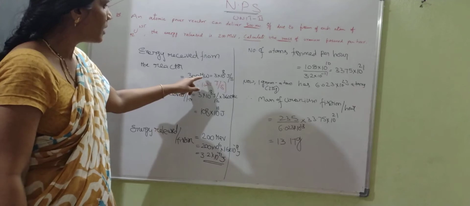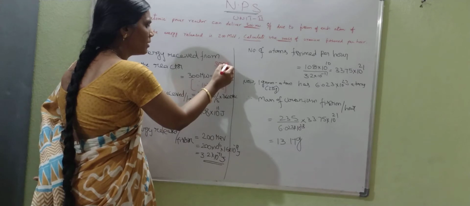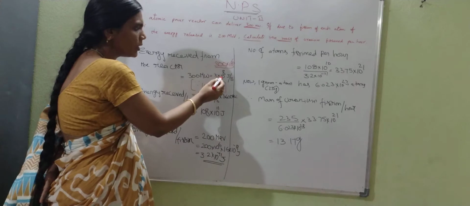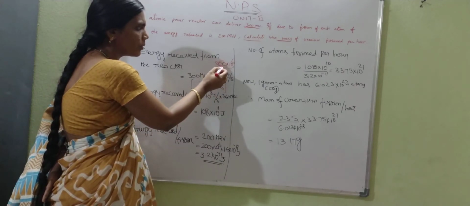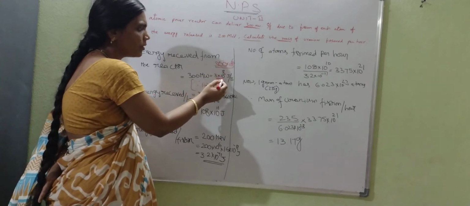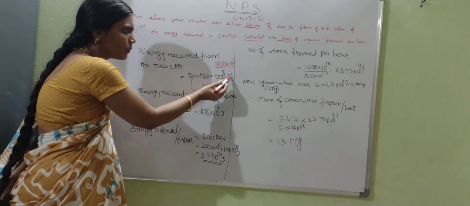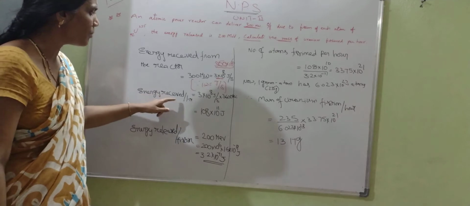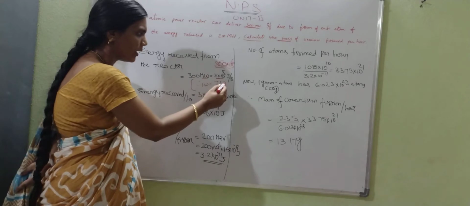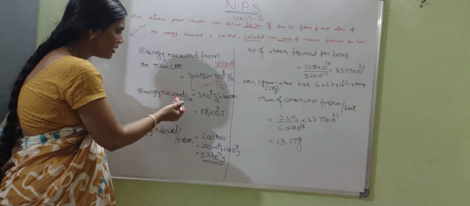So 300 megawatt is equal to 300 into 10 power 6, which will be written as 3 into 10 power 8, because 300 is 3 into 10 power 2. So 3 into 10 power 2 into 10 power 6 is 3 into 10 power 8 joule per second. Now we have converted megawatt into joule per second. Next, energy received per hour. Our value is in joule per second, but we need the energy received per hour.